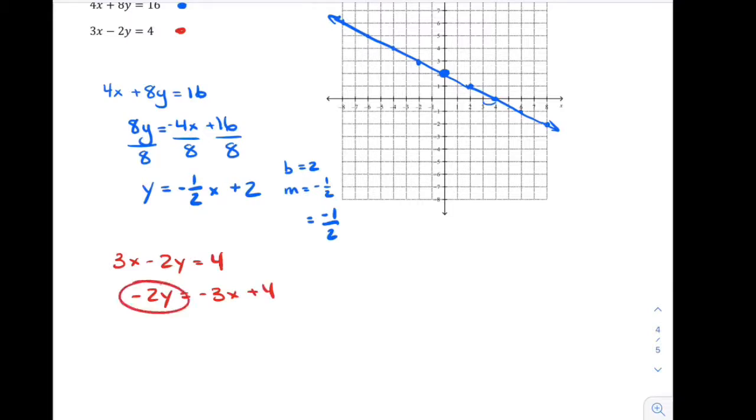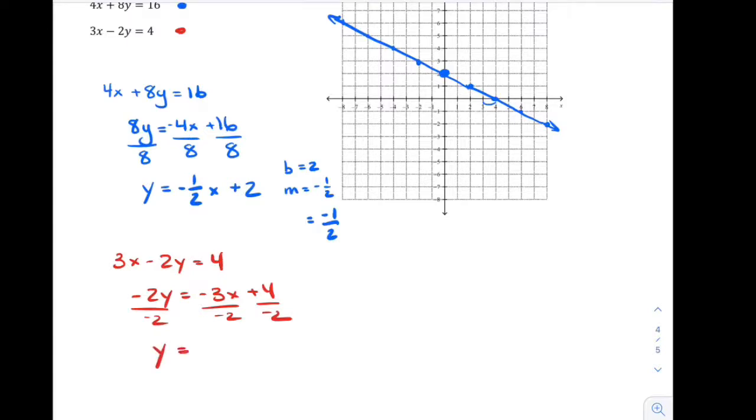You have to remember to keep this negative 2y. It doesn't just change sign because the other term went over there, because the coefficient on y is negative 2. I know it says subtract 2y, but subtracting 2y is down 2y. We're less 2y. And then from there, we're going to divide everything by negative 2.